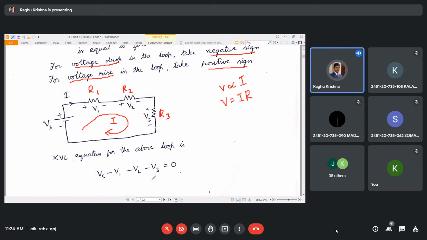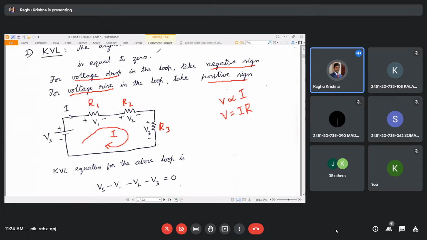If you take the algebraic sum, you have to consider the sign, positive sign, negative sign. Here, this voltage source, minus to plus, is a voltage rise, and these resistors, plus to minus, are voltage drops. So voltage drop is taken as negative and voltage rise is taken as positive. So Vs minus V1 minus V2 minus V3 equal to 0. If you have any doubt in this KVL and KCL, you can ask me. If it is clear, I will go for the problem.